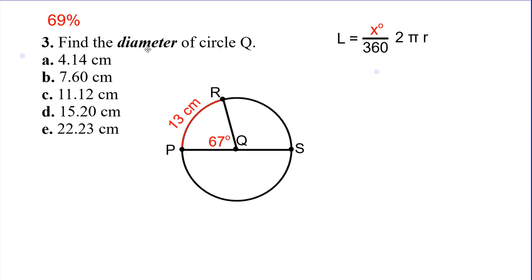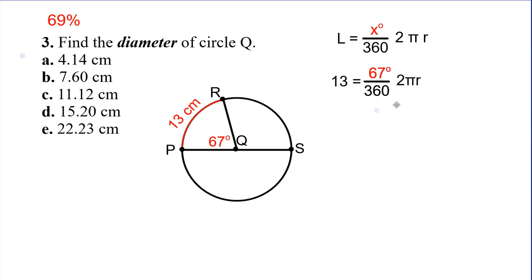All right, so find the diameter of the circle. Again, this is bold and italicized because a lot of people are going to find the radius and forget to double it at the end. Sure enough, that's what a lot of people missed, and 69% missed this problem. So, arc length formula here, plug in the value 13 for the arc length and the 67 for the x. So that's going to look something like that.